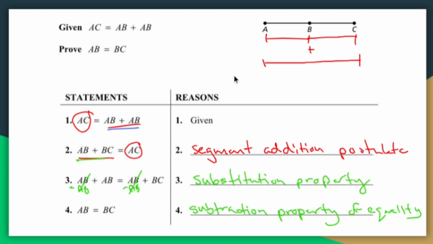And with two-column proofs, again, you're given information, you're told to prove something, and you have to go from step A to step whatever and explain what you did. And oftentimes with segments, we're going to have to do segment addition postulate. Oftentimes substitution's involved. And in this case, we had subtraction too. So lots of fun. I enjoyed it.